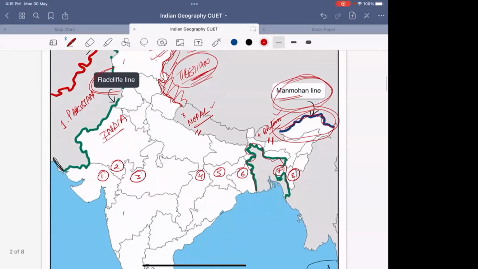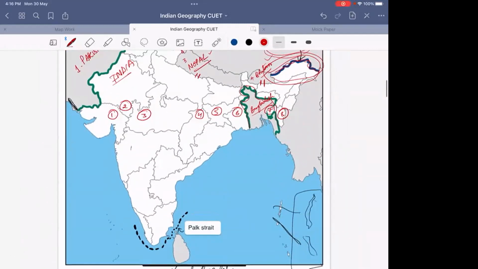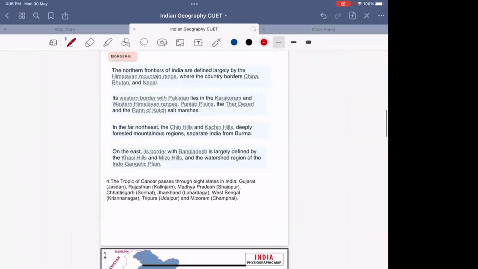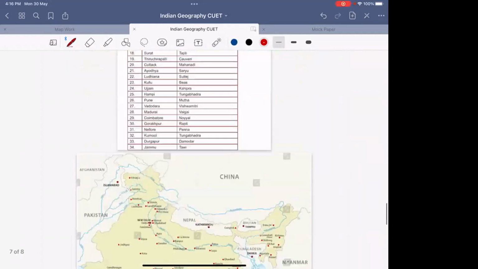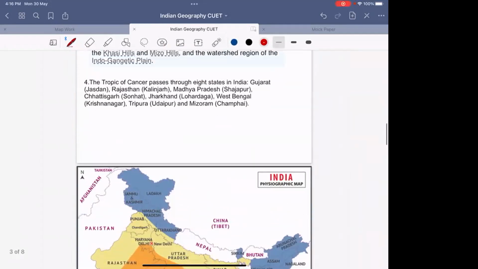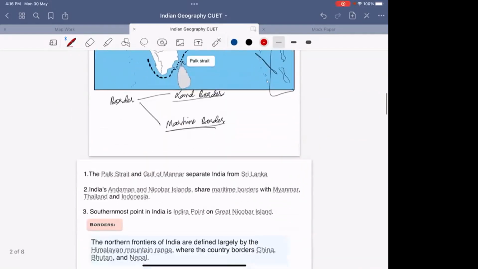Then moving on, there is Bangladesh. And then coming down, Myanmar is left. All these 7 countries are covered.